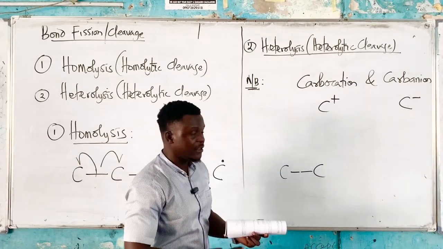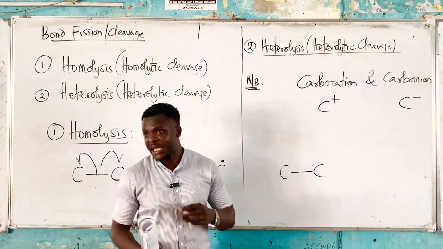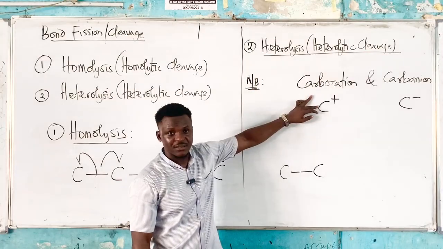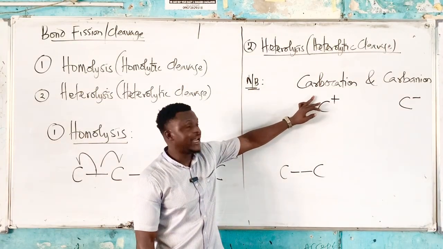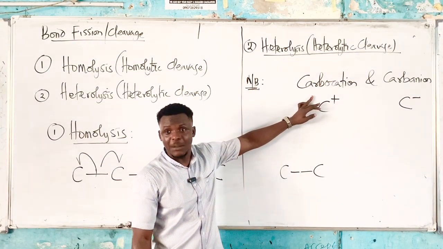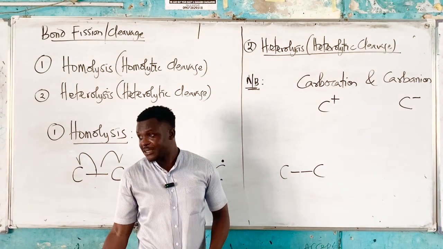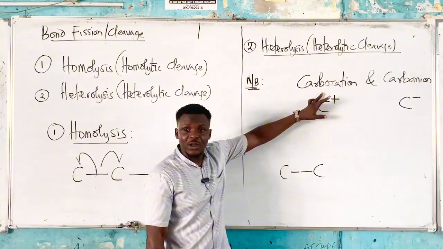Now, like I keep saying, if you really want to know somebody that is chemistry inclined and somebody that is not, tell them to pronounce this. Somebody that is not chemistry inclined will pronounce it as carbocation. And the person is not wrong. The person is correct. But somebody that is chemistry inclined will call it what?